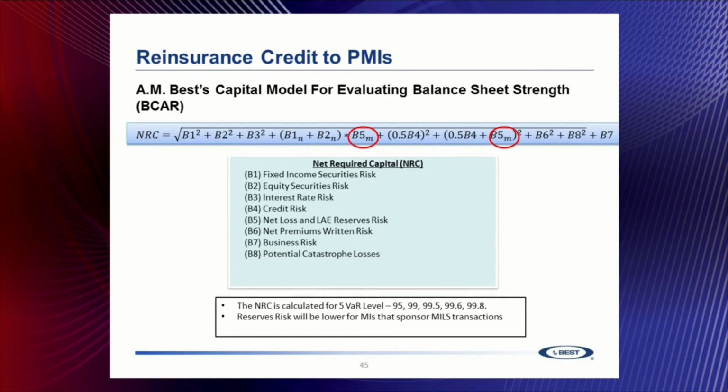This is the formula for net required capital. You can see that it has basically 8 components: fixed income securities risk, equity securities risk, interest rate risk, credit risk, reserves risk, net premiums written risk, business risk, and potential catastrophe losses. These items are plugged into the formula to calculate the NRC. Now notice that the NRC is calculated for 5 VaR levels according to our methodology, and the VaR levels are 95, 99, 99.5, 99.6, and 99.8. Ultimately, an MI that sponsors a Mills transaction will have its B5M, which is reserves risk, reduced somewhat.